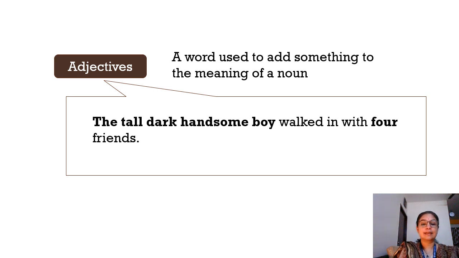Let's look at this sentence. The tall, dark, handsome boy walked in with 4 friends. Now, if you look at the words the, tall, dark, handsome, all 4 of these words describe the noun boy. Therefore, they are adjectives. And when we look at the end of the sentence, there are 4 friends. And this, the word 4, is also an adjective.